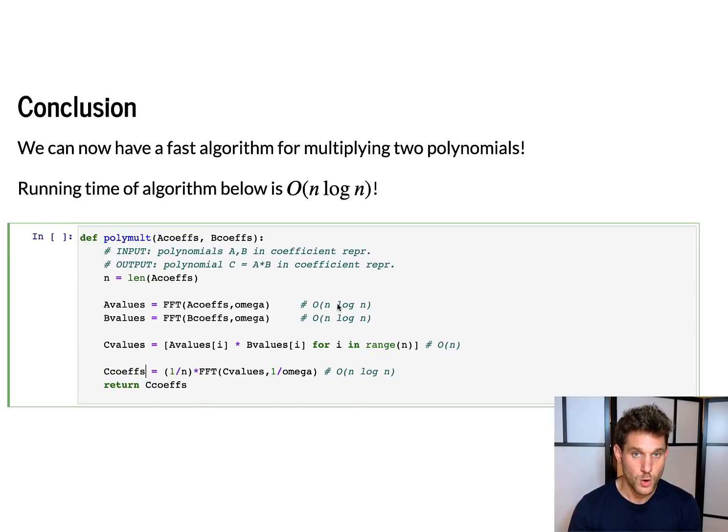Again, we had to do one O of n log n call for the FFT, another FFT call, which is on the order of n log n, and then once we got these, we had to do this O of n call, which multiplies all these terms together, and now we can invert that with another FFT call, which is on the order of n log n. In total, this algorithm has time complexity on the order of n log n. Pretty cool.